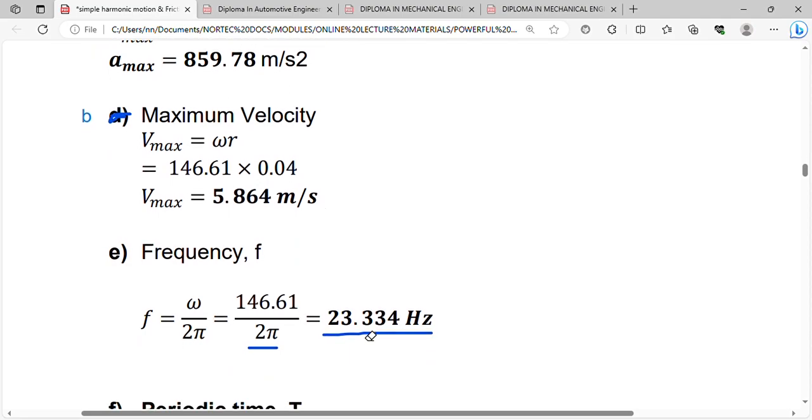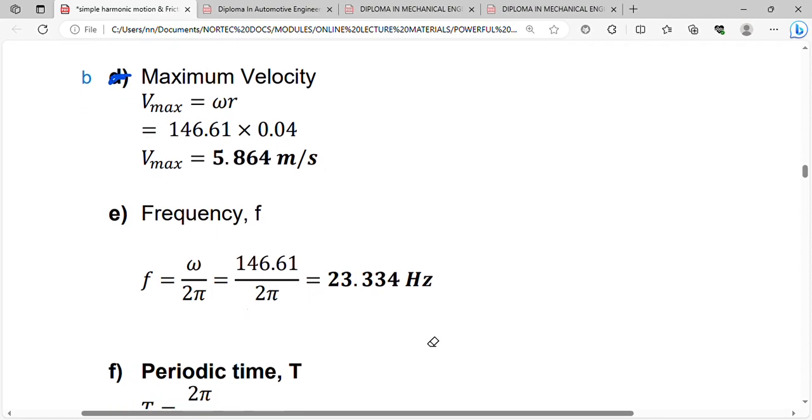Now, having found velocity and acceleration, the most obvious is you also need to find the frequency. The frequency is the angular velocity divided by 2 pi. So what we had was 146.61, then we're dividing by 2 pi. When you do that, it has to give you 23.334 Hz. That is the value, with the SI unit for frequency, hertz.